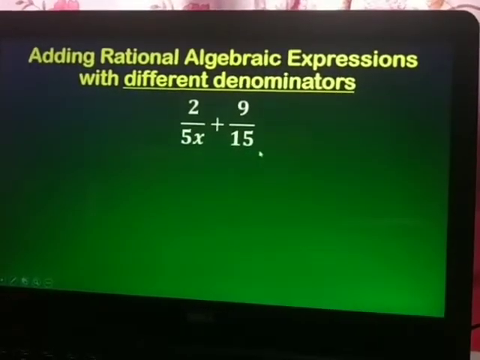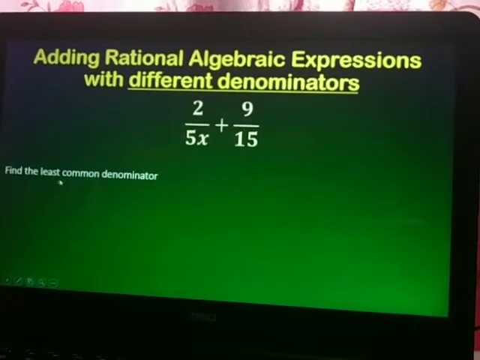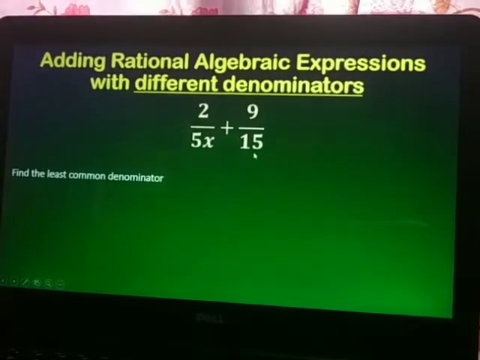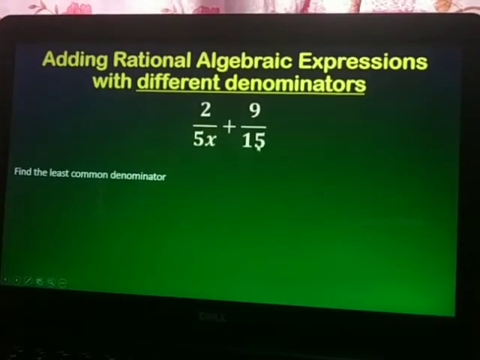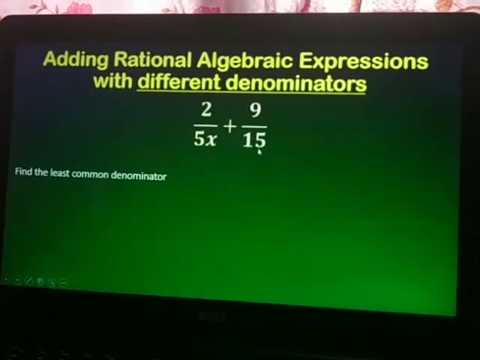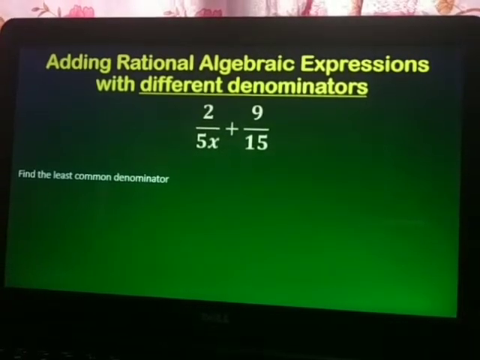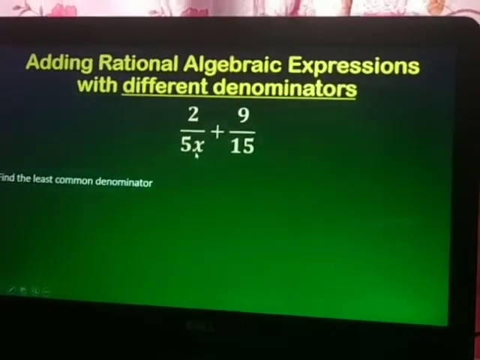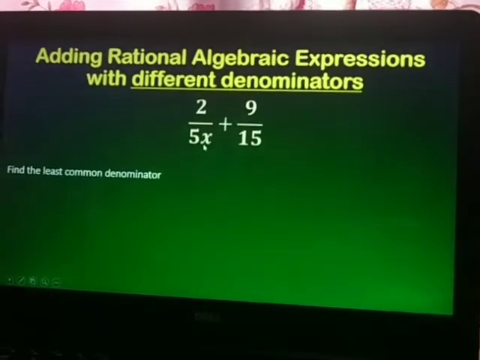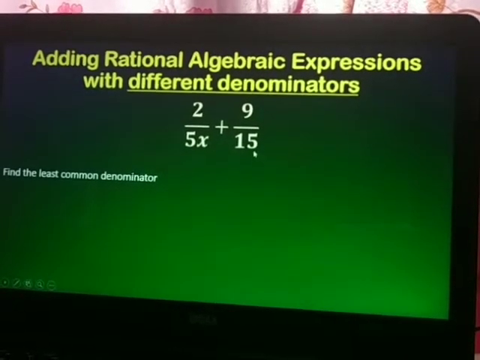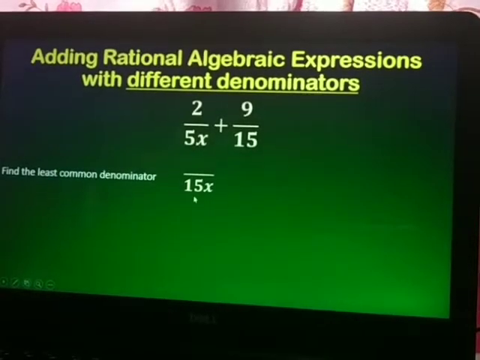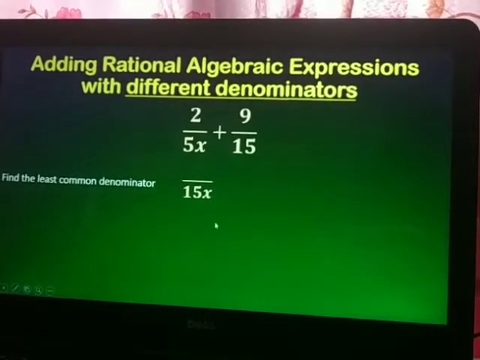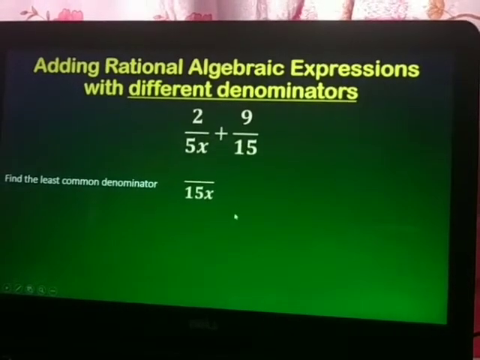They're different. So, the first step is to find the least common denominator. 5x and 15 must have a least common denominator. For 5 and 15, what number is small enough that we can divide it from? Common sa 5, common man sa 15. And then, syempre, x is included. And so, the least common denominator of 5x and 15 is 15x. We can divide 5 and 15, and x as well. Okay. That's our least common denominator.